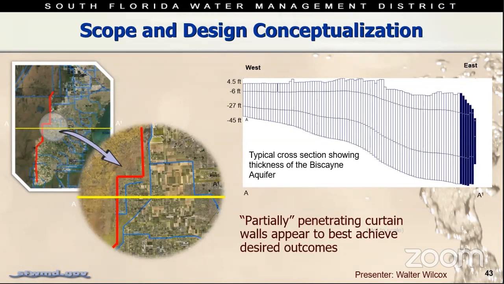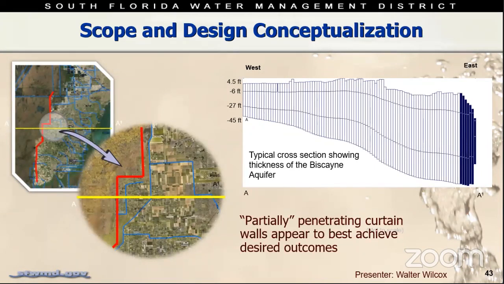So if you can imagine that you're standing to the south of that yellow line and looking north, and somehow you were able to see into the aquifer, what you would see is something like what's on the right in this graphic. So you would see that the depth of the aquifer varies from west to east. It starts off a little bit shallower on the western side, and then as it moves east toward the coast, the aquifer tends to get a little bit deeper.